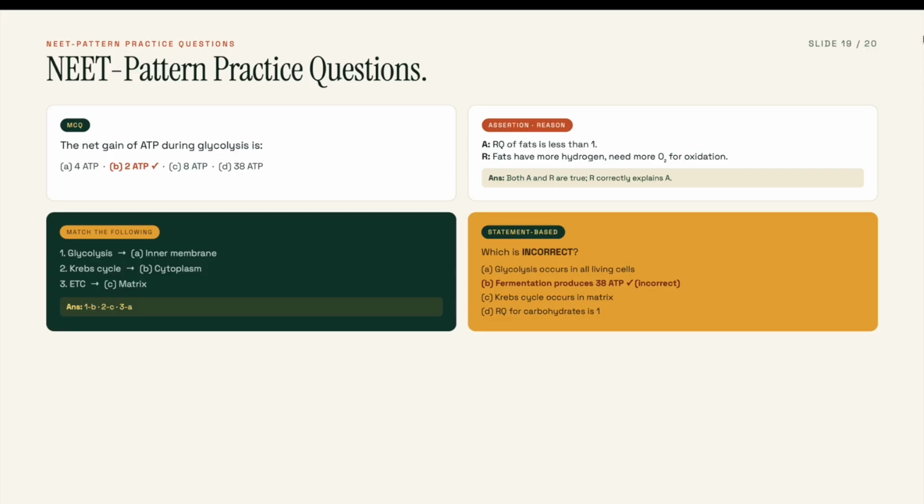Match the following: glycolysis is cytoplasm, Krebs is matrix, electron transport chain is inner membrane, so 1B, 2C, 3A. Statement based: which is correct? Option B, fermentation produces 38 ATP, that is absolutely wrong. Fermentation gives only 2 ATP from glycolysis. 38 is the number for complete aerobic respiration, that is a classic trap question.